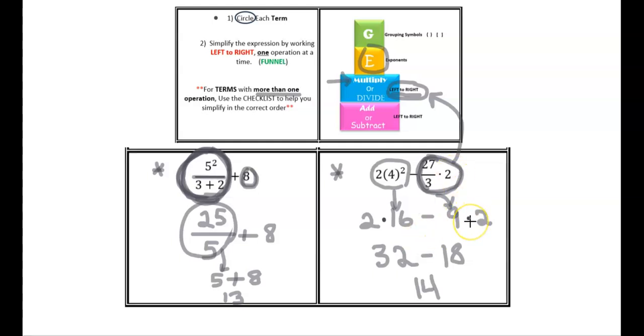So I bring the times 2 down because I'm going to do that second, left to right. 2 times 16 is 32, minus 9 times 2 is 18. So we just work those 2 terms out. And now we get to subtract those 2 terms. 32 minus 18 is 14.